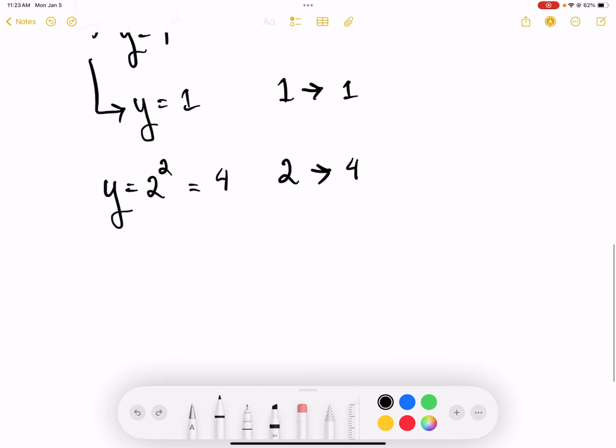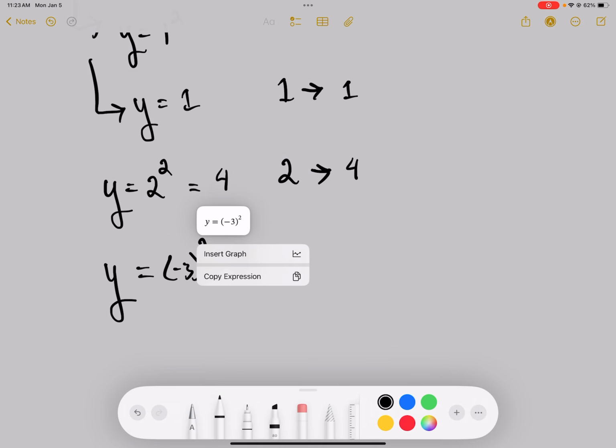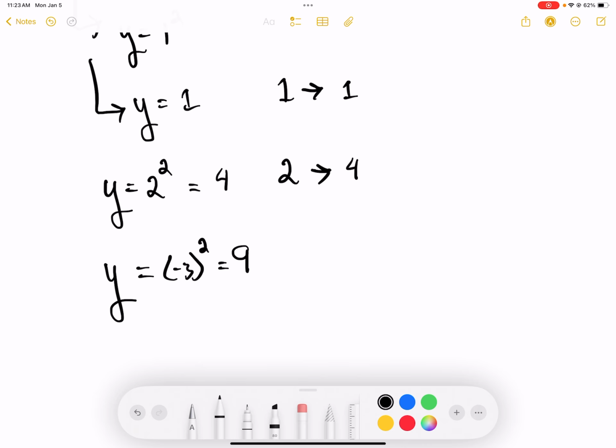And then we could do a couple other examples. Let's say -3 is my input. Then I'll have -3 squared, which is equal to 9. And what that means is -3 maps to 9.